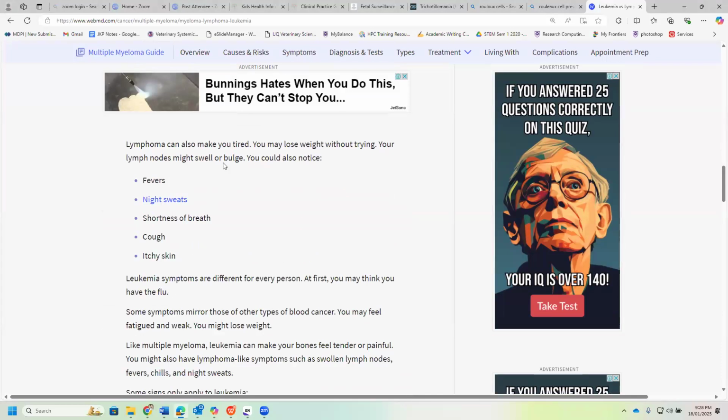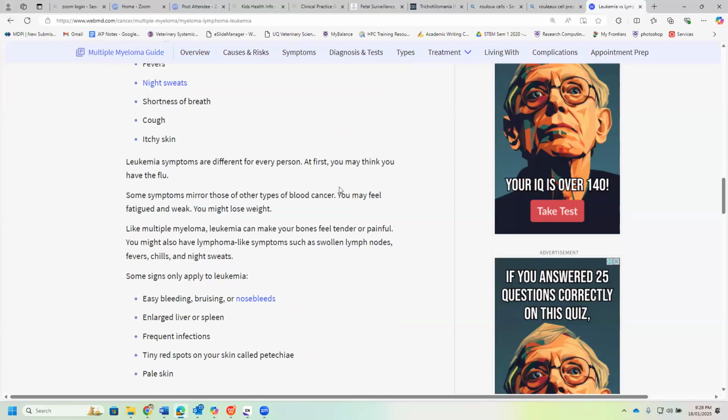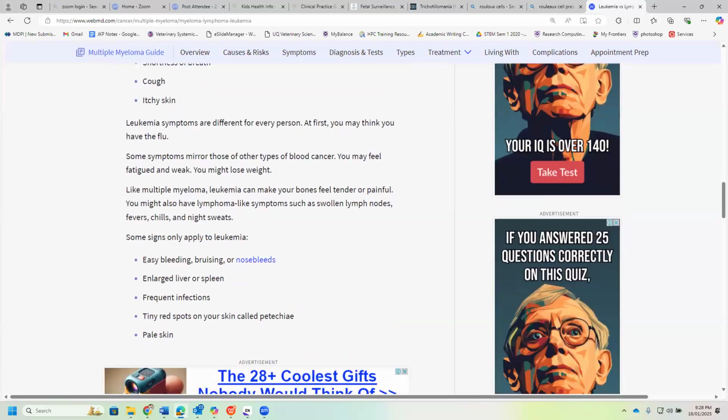Lymphoma can also make you tired, but its prodromal symptoms are lymphadenopathy along with fever, night sweats, shortness of breath, cough, or itchy skin, because there is a reaction that happens when you take a bath, and it can cause histamine to be released in the body that can cause high itching in lymphoma. Leukemia symptoms differ, but they are associated with anemia, lymphopenia, and thrombocytopenia.